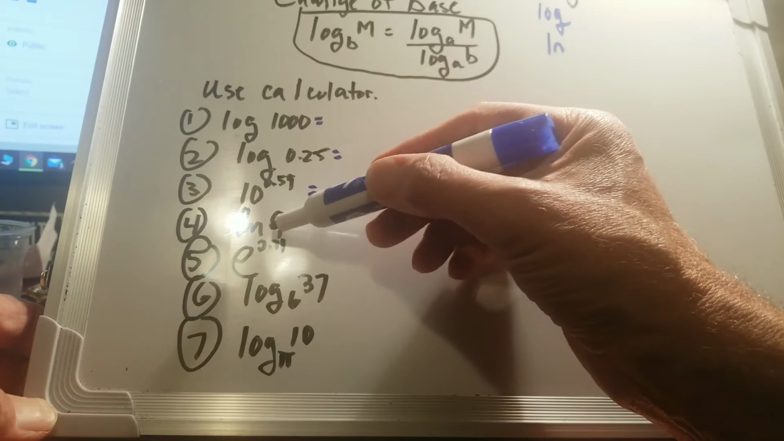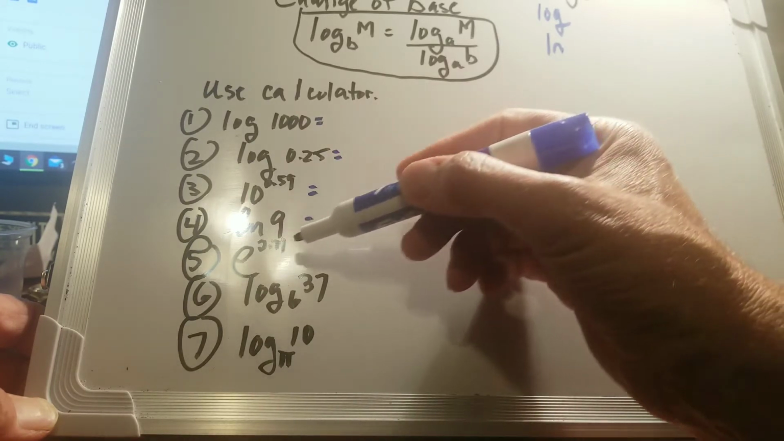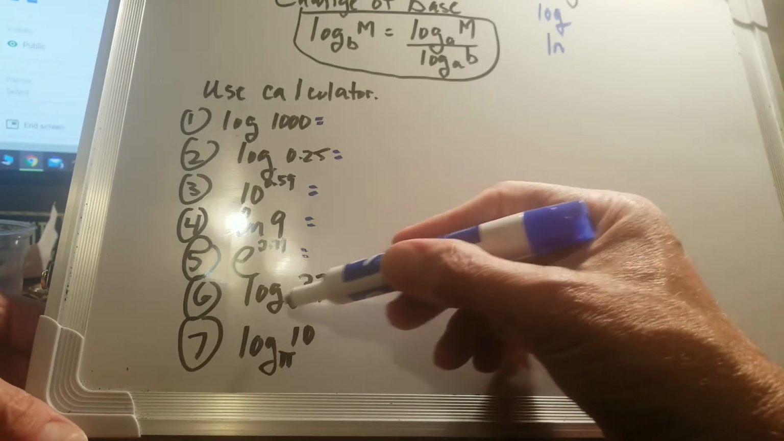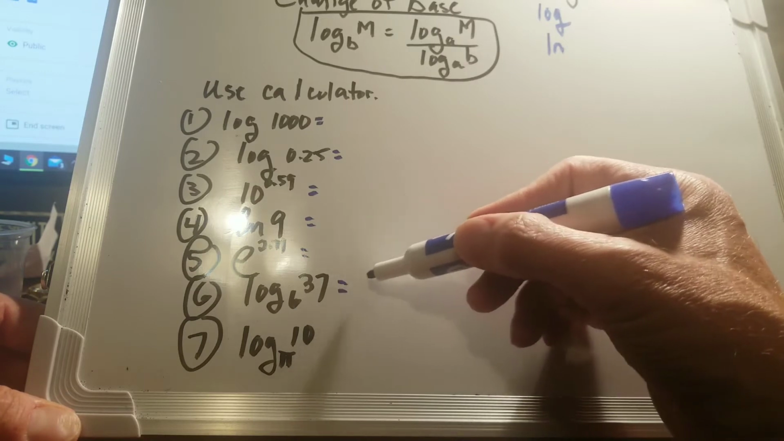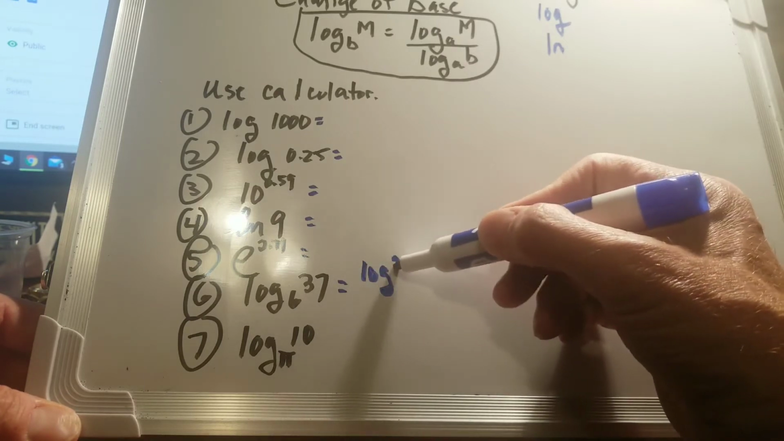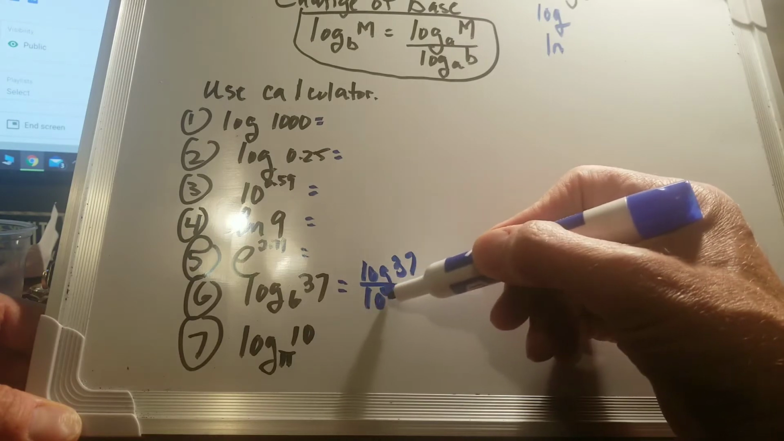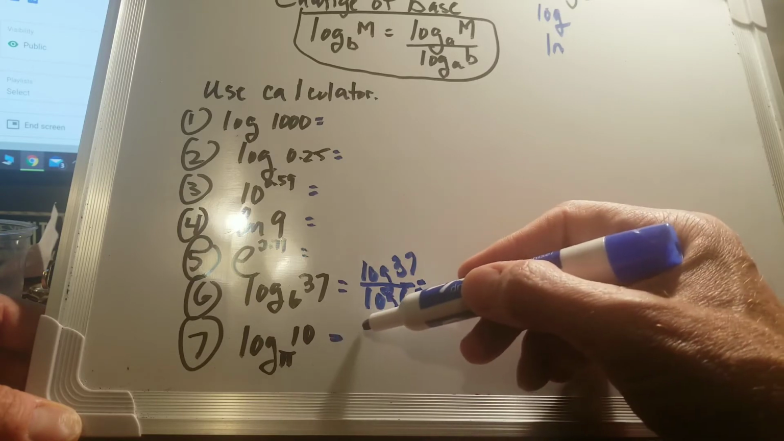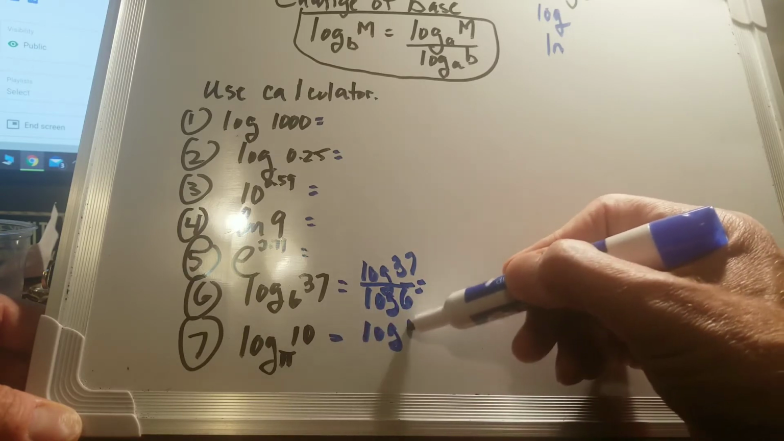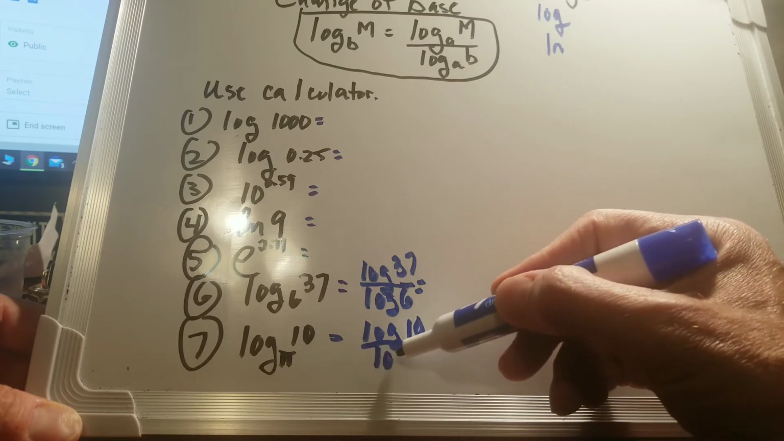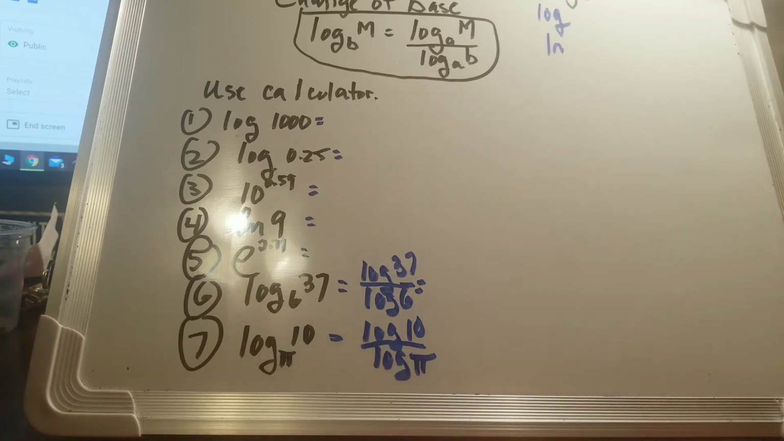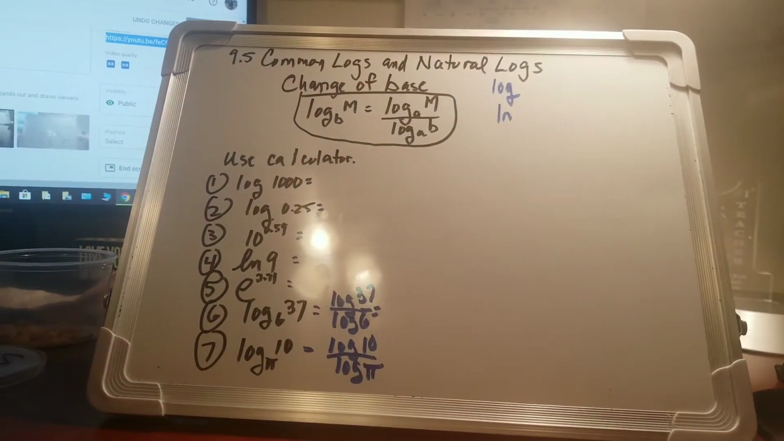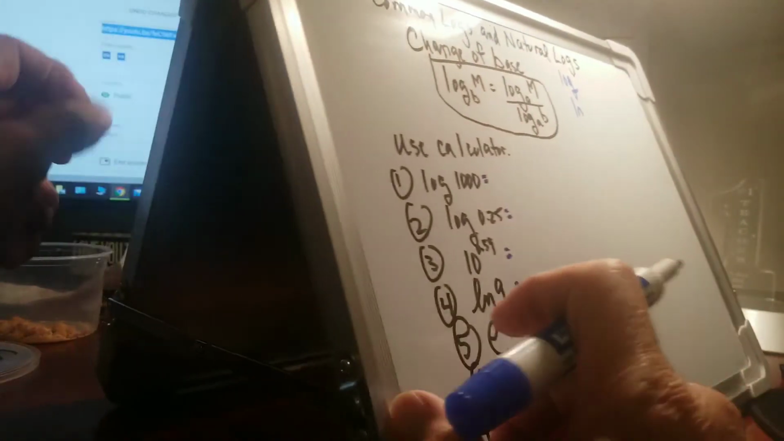Then I want you to use a natural log. Natural log of 9 equals. Then there is a letter e to the 2.71 equals. Now when you come down to this, you can either use your calculator or you can convert this to the log of 37 over the log of 6 and get an answer. You do the same thing on the bottom one: log of 10 over the log of pi. And there it is. Moving back a little so you can see it. Okay. Turning it around.